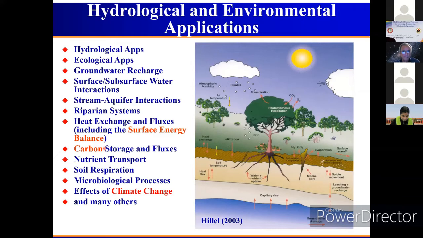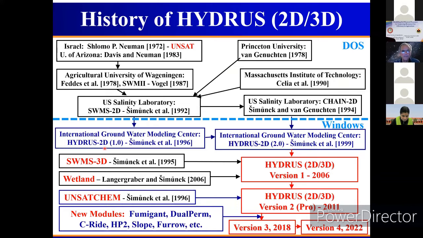This slide shows the history of HYDRUS 2D. I typically divide the history into two main time periods: the DOS period, where we were developing mostly only the computational modules, and then the Windows period, where we also started developing sophisticated graphical user interfaces in support of these computational modules developed earlier.